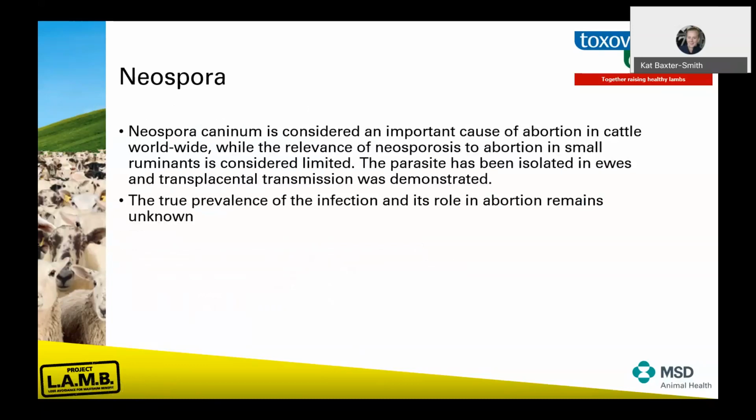Finally, I'm just going to mention Neospora. Neospora caninum is considered an important cause of abortion in cattle worldwide. The relevance of abortion in small ruminants is considered limited. However, the parasite has been isolated in ewes and transplacental transmission has been demonstrated. So basically, if you have a farm where they are raising cattle as well as sheep, and Neospora has been diagnosed in the cattle, and if they're having abortions in the sheep, it might be one to consider. I think this is an unlikely cause, but if there's a cattle and sheep mixed farm and having abortions in both, that just might be something to think about.